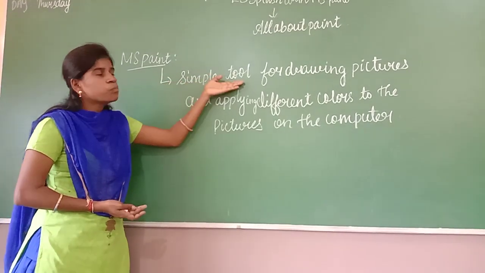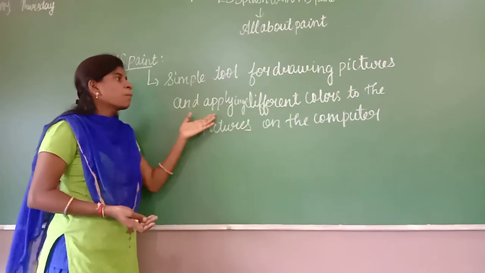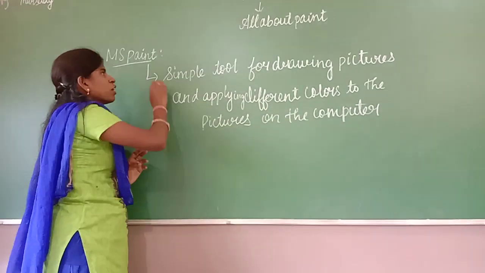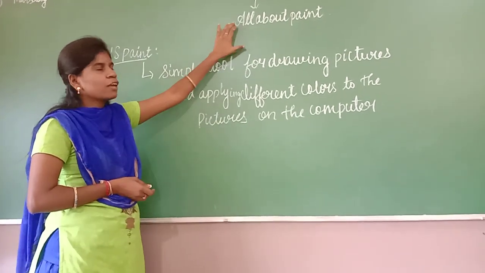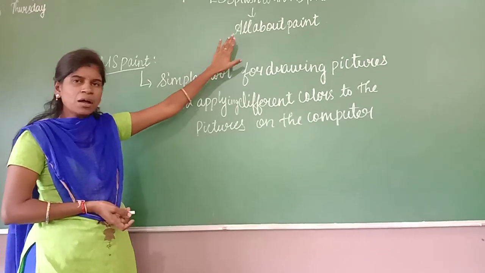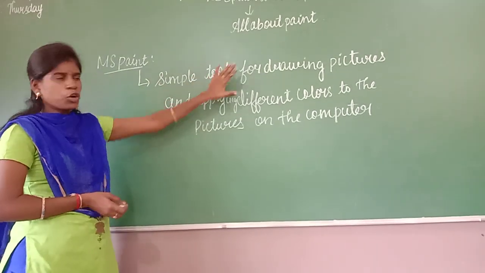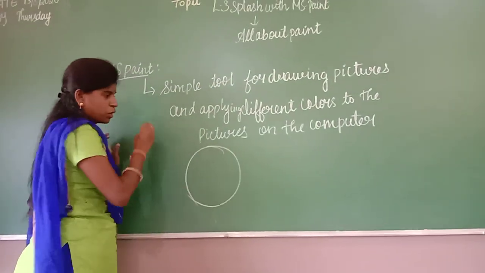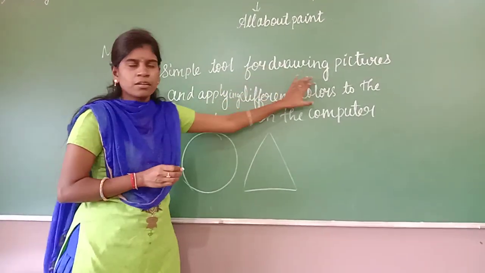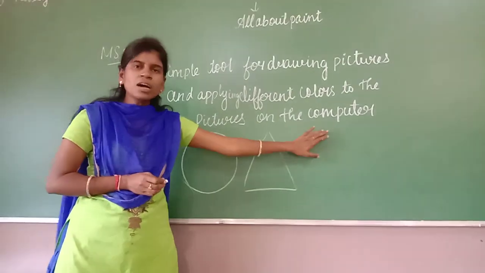It is a simple tool for drawing pictures and applying different colors to the picture on the computer. In our computer we have Paint. By default we have a Paint icon on our desktop, or else we have some procedures to open Paint. MS Paint is a simple tool for drawing pictures. You can draw any pictures or any shapes, and apply different colors. Based upon your interest, you can apply any color to the pictures on our computer.